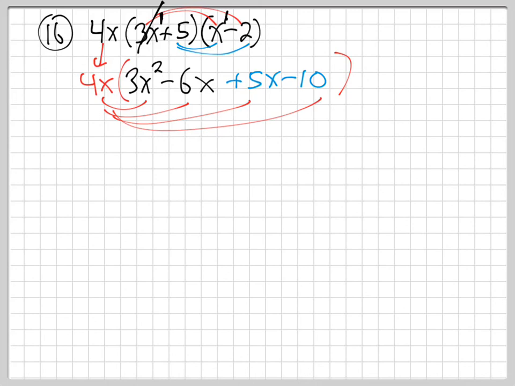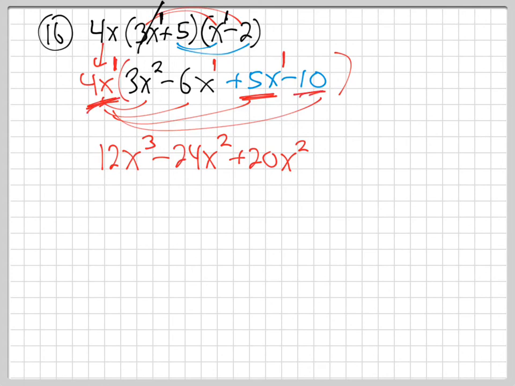Now, as that 4x multiplies, out front numbers multiply, powers add, right? 4 times 3 is 12, x cubed, because that 1 and 2 add, minus 4 times 6 is 24, x squared, right? Out front numbers multiply, powers add. 4x times 5x plus 20, x squared. The invisible 1 powers add. The 4 and the 5 multiply in the front. The invisible 1 powers add. 4x times negative 10 minus 40x.